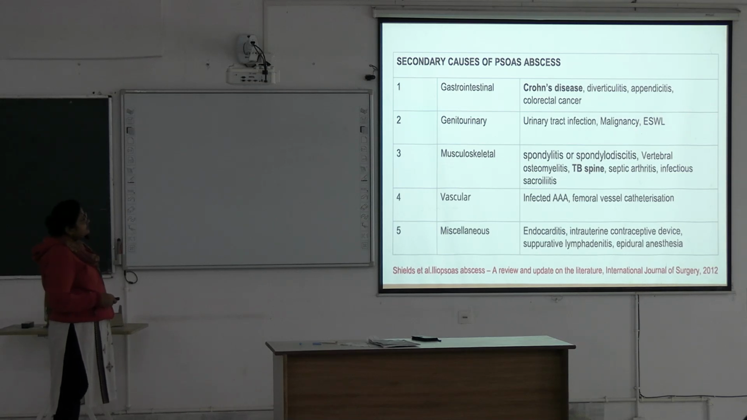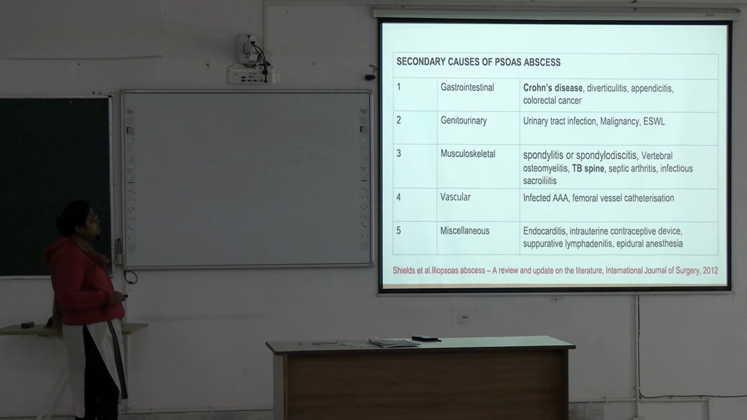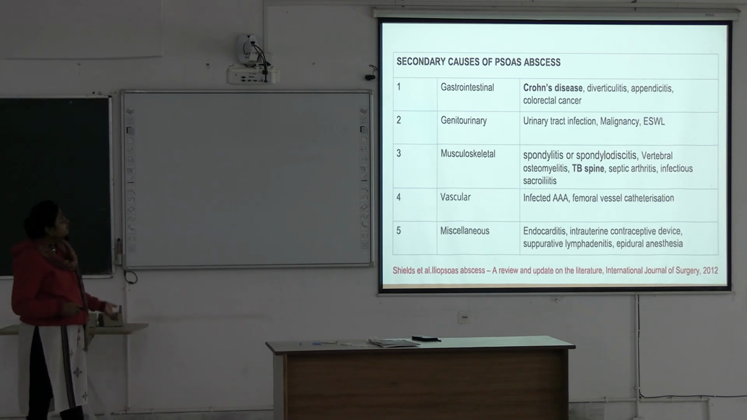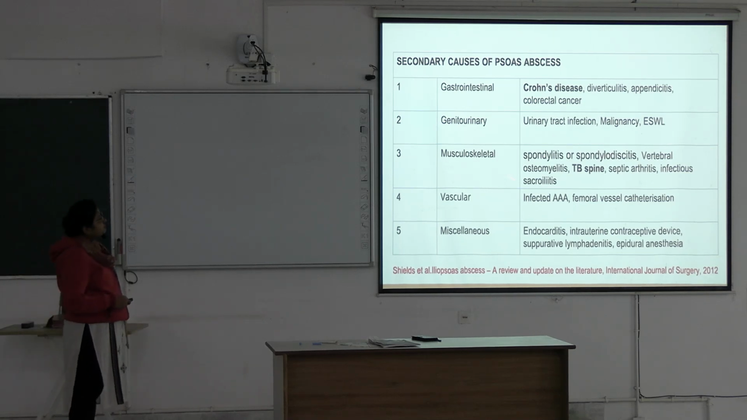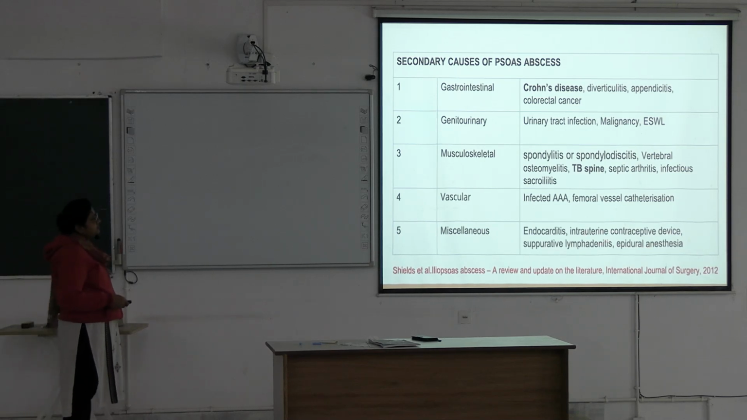And musculoskeletal causes: spondylitis or spondylolisthesis and vertebral osteomyelitis, TB spine, septic arthritis, infectious colitis. All these are musculoskeletal causes for psoas abscess. Next, vascular causes: infected abdominal aorta and femoral vessel catheterization. These are the common causes. Miscellaneous causes are endocarditis, intrauterine contraceptive device, suppurative lymphadenitis, epidural anesthesia.